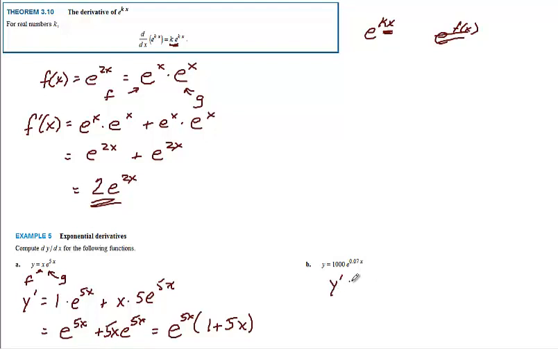Y prime equals, this is just a constant multiplier times this e to the kx function. So I'm going to say that it is 1,000 times 0.07 e to the 0.07x. And that gives me, move the decimal point 3 places, 70 e to the 0.07x. Done with that one.